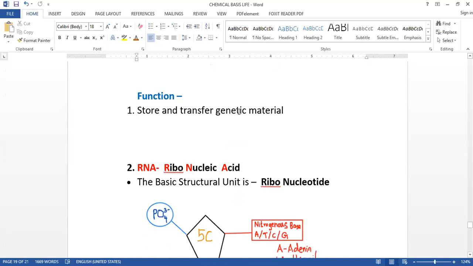And also, what are the functions of this DNA? If they ask what is the main function of this DNA, we will be talking about the significance or the functions of this nucleic acid. The function of this nucleic acid is to store and transfer genetic material from one generation to another generation, which means it stores genetic material.